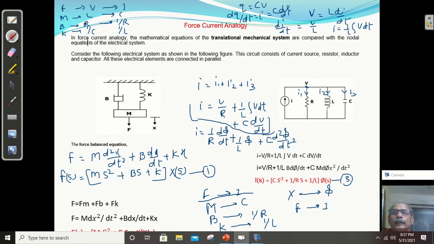This is the force voltage analogy and force current analogy. And if you know the duality we have studied in network analysis, there is no need to mug up, you will get all these things automatically. Okay, so we have developed this.